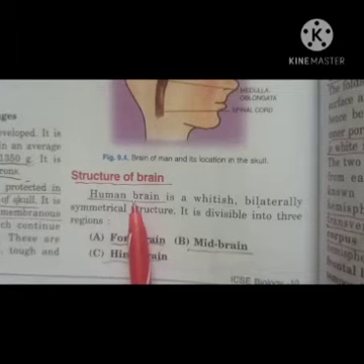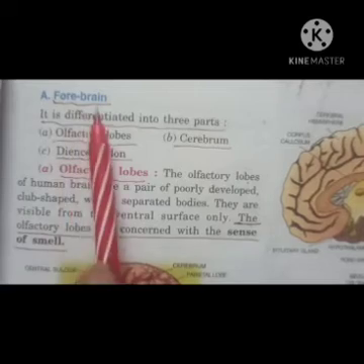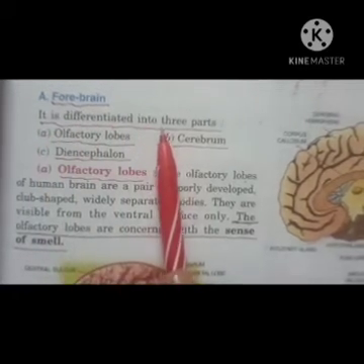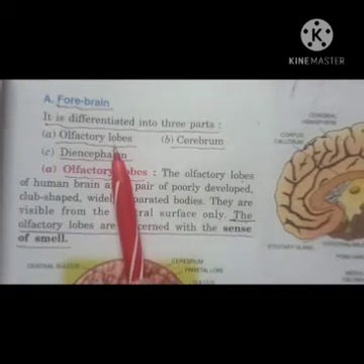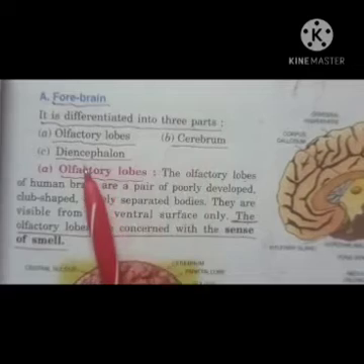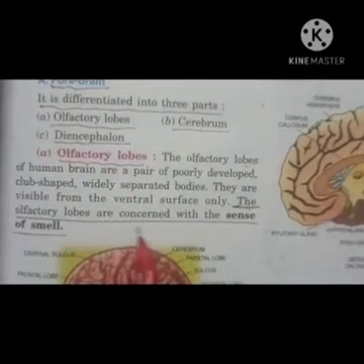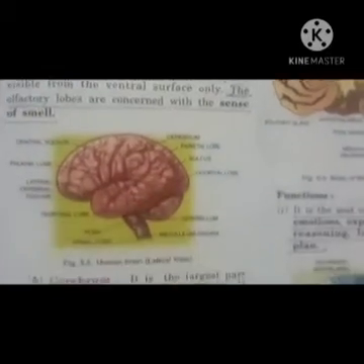Human brain is divided into three main regions: forebrain, midbrain and hindbrain. Let's discuss first forebrain. Forebrain is divided again into three parts, that is, forebrain consists of olfactory lobes, cerebrum and diencephalon. Olfactory lobes are concerned with the sense of smell, right? Second part is your cerebrum.